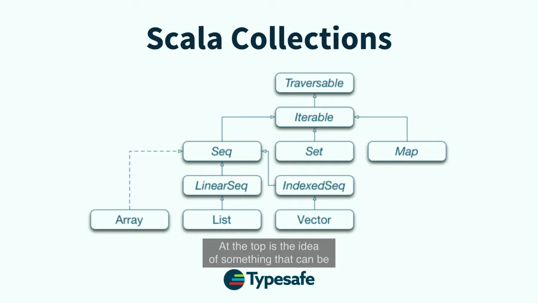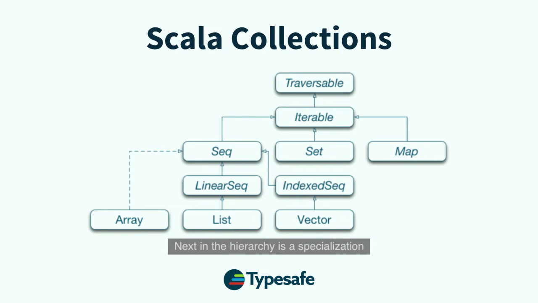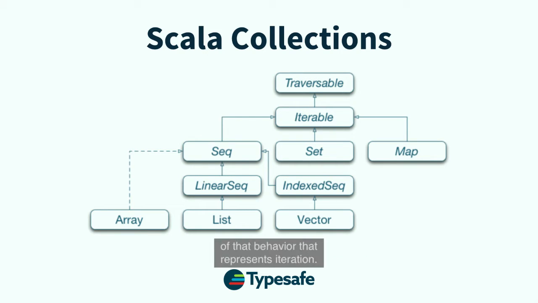At the top is the idea of something that can be traversed or walked. Next in the hierarchy is a specialization of that behavior that represents iteration, the idea that it could be walked a single time, that you could say, is there a next value? And then beyond iterable, we have specializations of a sequence, a set, and a map.